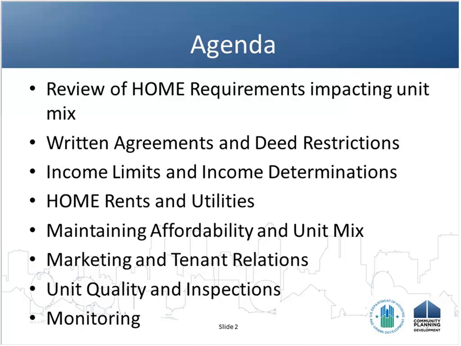We'll talk some about marketing and tenant relationships, and then also spend some time talking about unit quality inspection. So we're not only going to be talking about affordability and the tenant, but also the condition of those units, how they need to be maintained, and the requirements on inspections and oversight on that. As part of that, we'll also then be talking about monitoring.